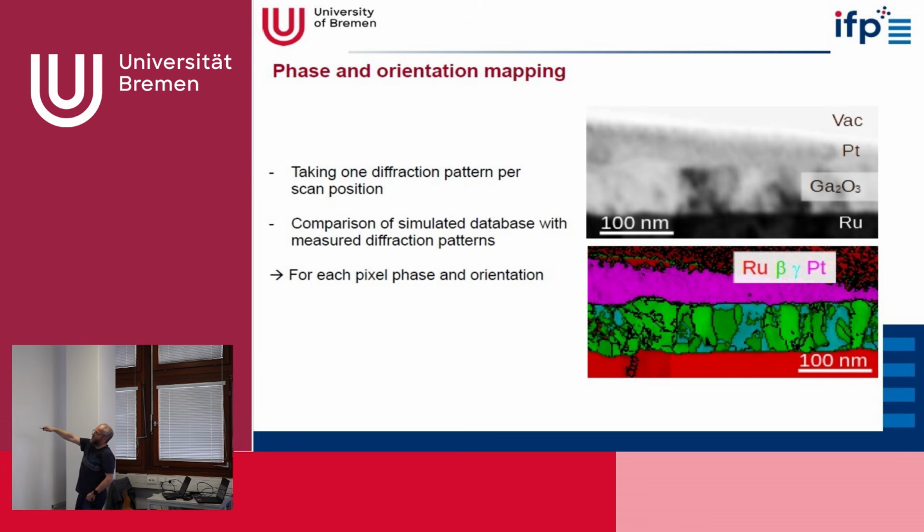And here is the phase map basically. So we see we have ruthenium in the substrate, which basically has the same orientation everywhere, besides this area here. However, in the gallium oxide, we see that there are different grains. For example, we have a green color, which corresponds to the beta phase of gallium oxide, and we have this cyan color here, which corresponds to the gamma phase.